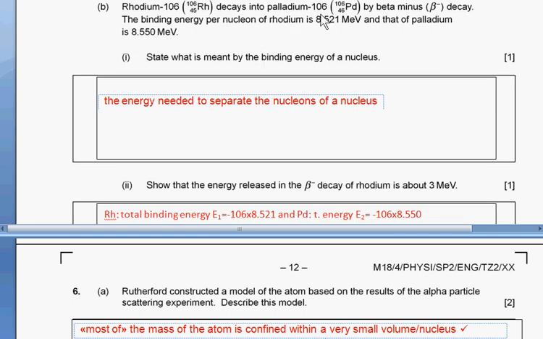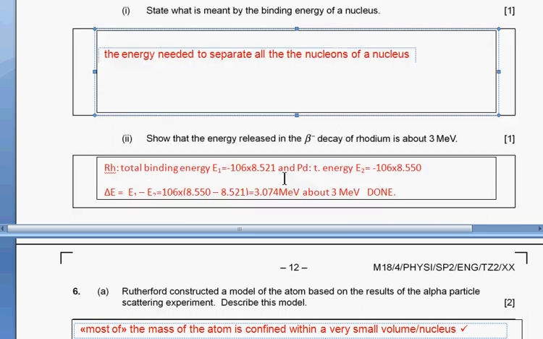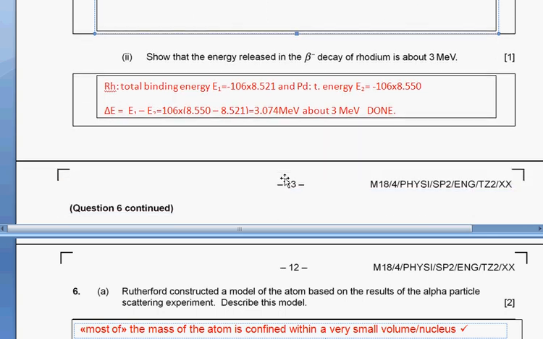Rhodium decays into palladium by beta minus decay. The binding energy per nucleon of rhodium is so much, and that of palladium is so much. State what is meant by the binding energy of the nucleus. The energy needed to separate all the nucleons of a nucleus. Show that the energy released in the beta decay is about 3 mega electron volt.